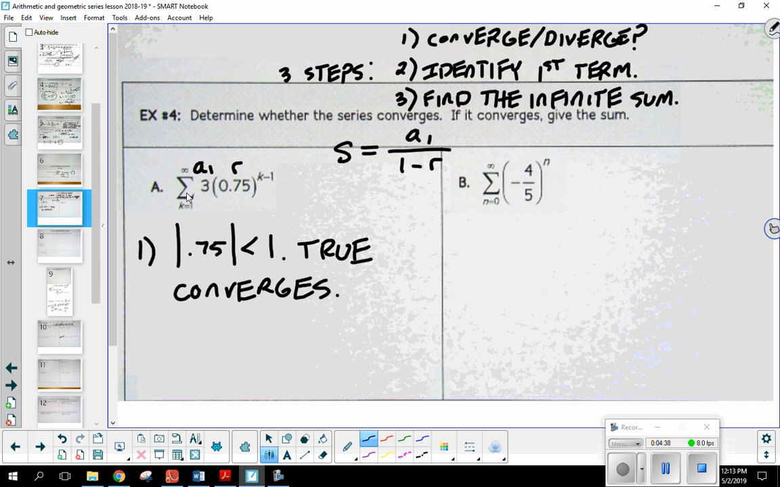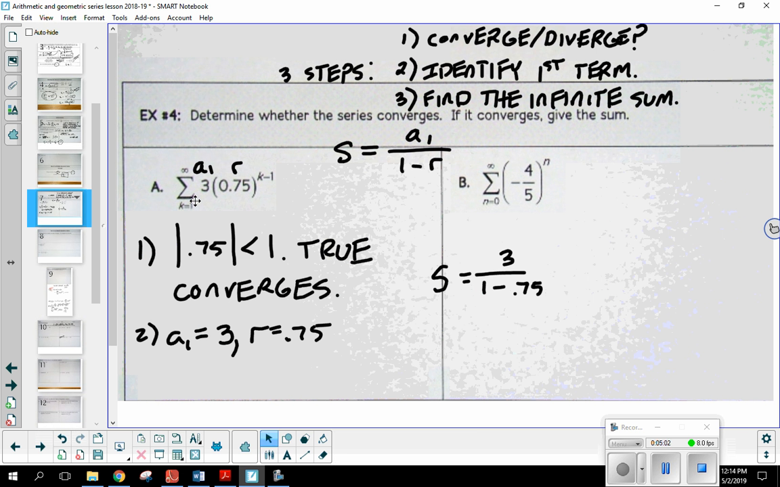For step 2, we've already identified the first term. We know that a sub 1 was equal to 3. We know that r is equal to 0.75. So step 3, just find the infinite sum. I'm going to use this formula right here. S equals the first term, 3, divided by 1 minus r, so 1 minus 0.75. That's all you got to do.